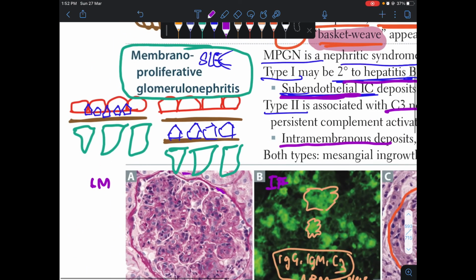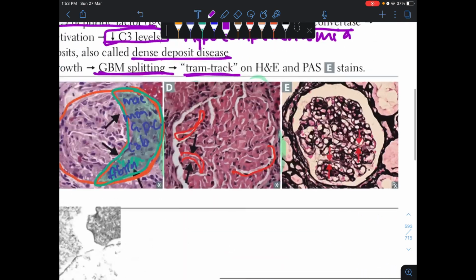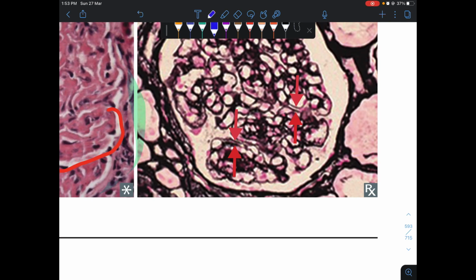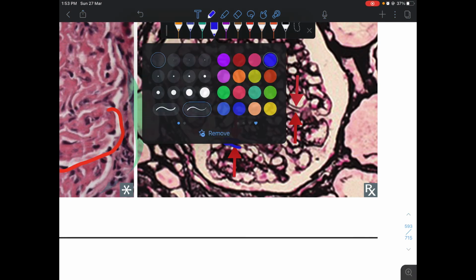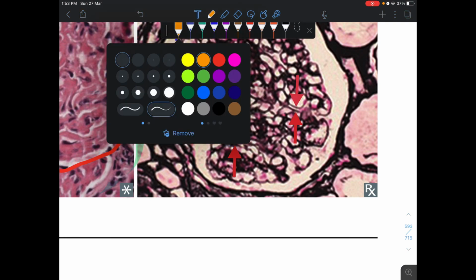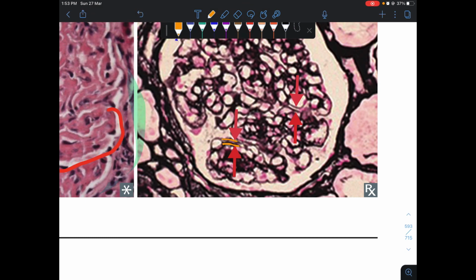As we can see here in this figure, this is endothelial cell and basement membrane and the podocytes. On subendothelium there will be immune complex deposition, and after some time these immune complexes separate the basement membrane, hence there will be two basement membranes. This is called tram track appearance. As we can see in this figure, there are two basement membranes. This is termed as tram track appearance.